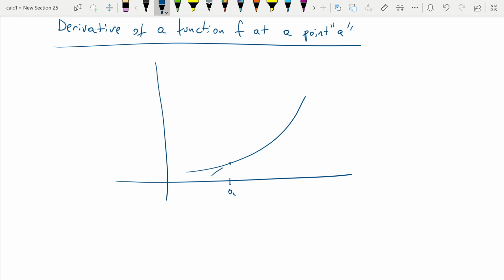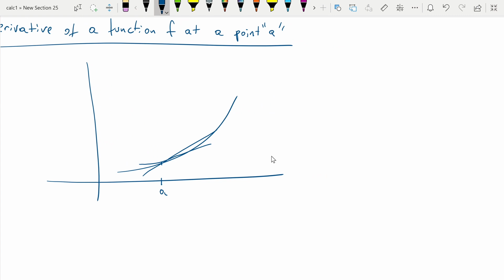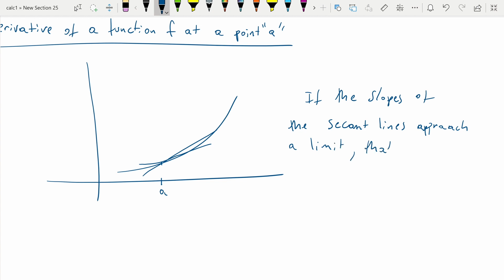Then what we do is we look at all these secant lines here and we compute the slopes. So if the slopes of the secant lines approach a limit, that is the derivative of f at the point A.